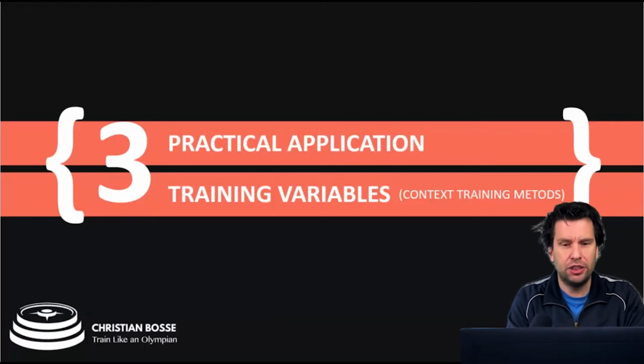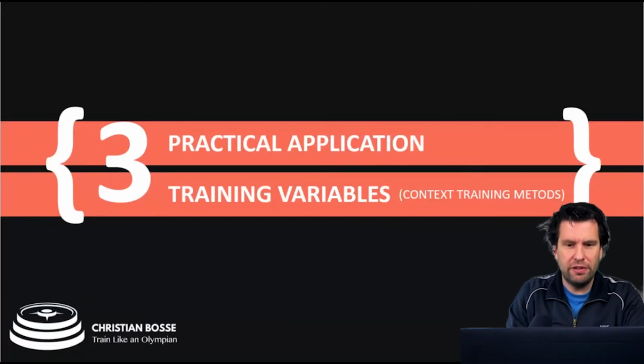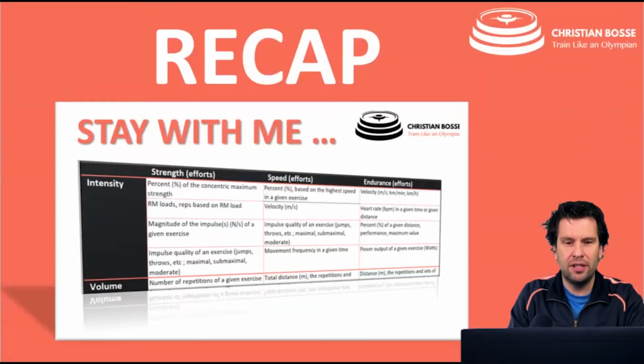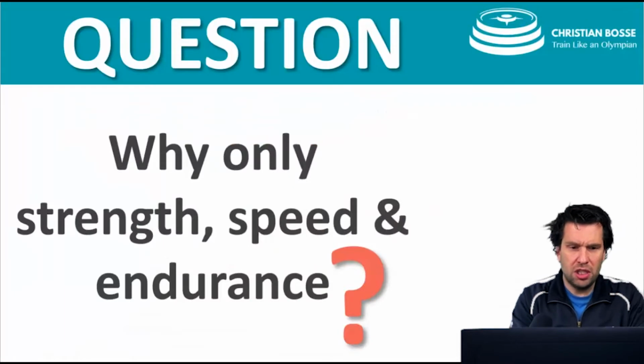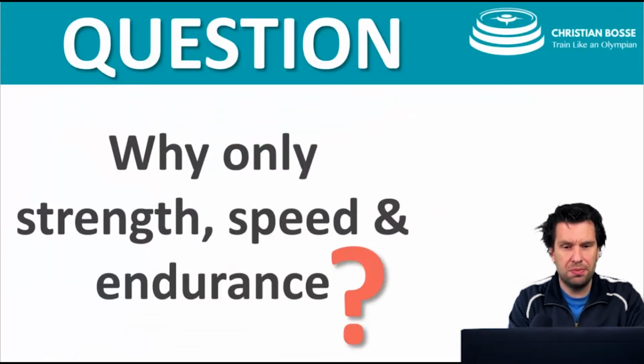Practical application, talking about training variables in the context of training methods. I already outlined when we talked about intensity that there are strength efforts, speed efforts, and endurance efforts. So the question is, why only strength, speed, and endurance?